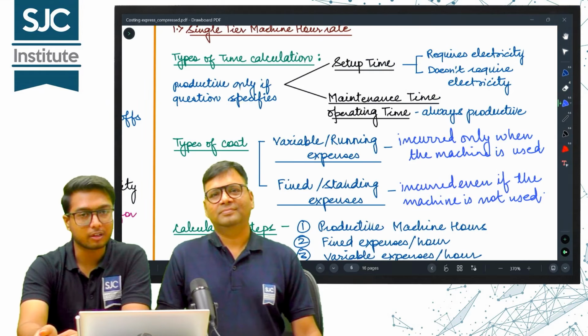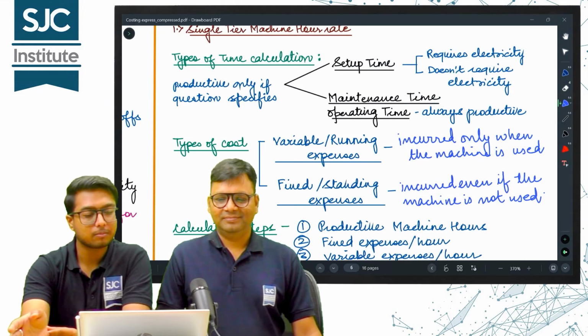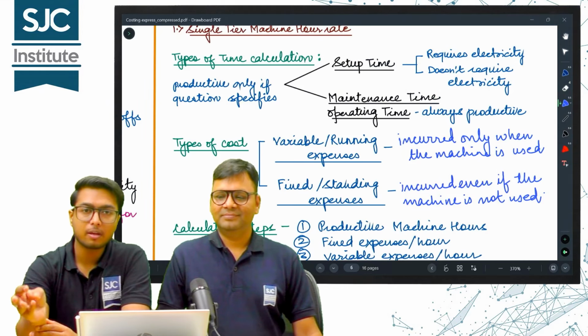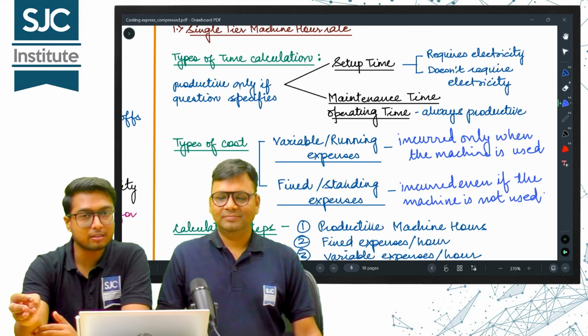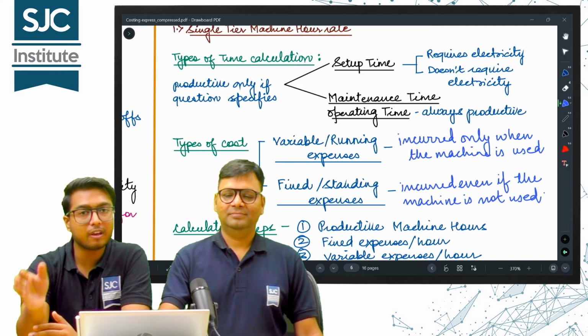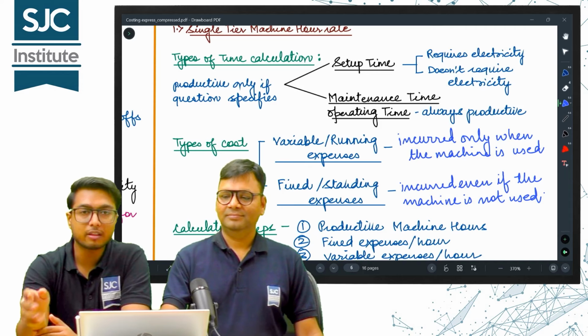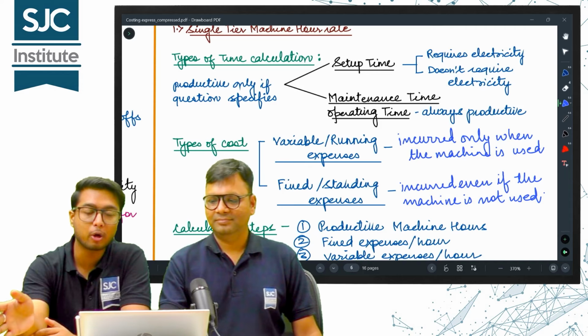Types of time calculation. There are three kinds of time under this: setup time, product maintenance time, and operating time. Setup time and maintenance time are only considered productive if the question specifies, but the operating time is always considered productive.